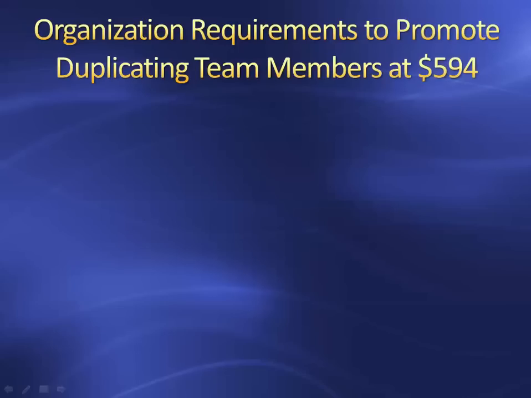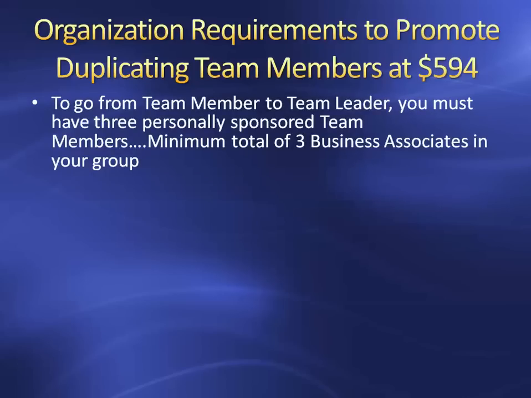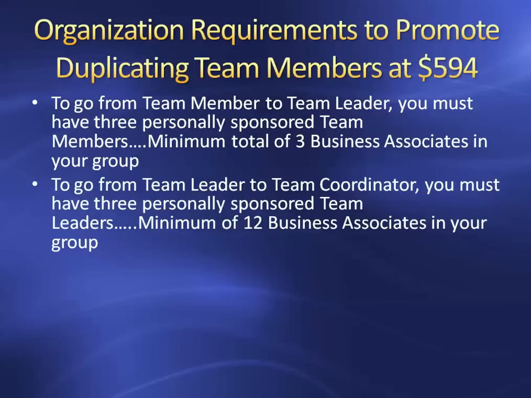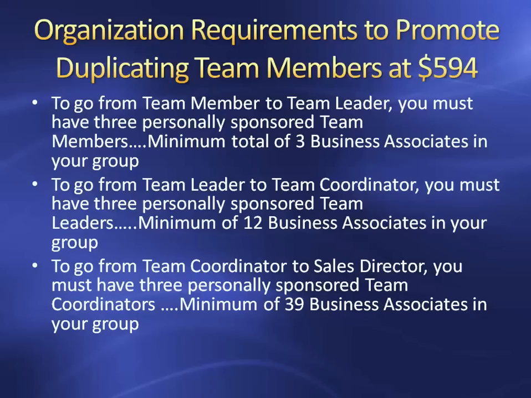Let's take a look at the organizational requirements to promote if you come in and start duplicating team members at $594 investment. To go from team member to team leader, you must have 3 personally sponsored team members. Therefore, a minimum of 3 business associates in your group. Now, to go from team leader to team coordinator, you must have 3 personally sponsored team leaders. That means your 3 each sponsored 3 for 9, plus the original 3 means a minimum of 12 business associates in your group. Now, to go from team coordinator to sales director, you must have 3 personally sponsored team coordinators. That means those 9 each got 3 or 27, plus the original 12, or a minimum of 39 business associates in your group to be a team coordinator.